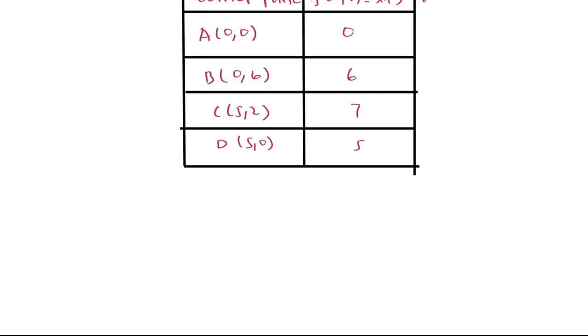Okay, so from the table we can say that point C (5, 2) gives us the maximum value. Therefore, he should buy 5 black shirts and 2 white shirts.